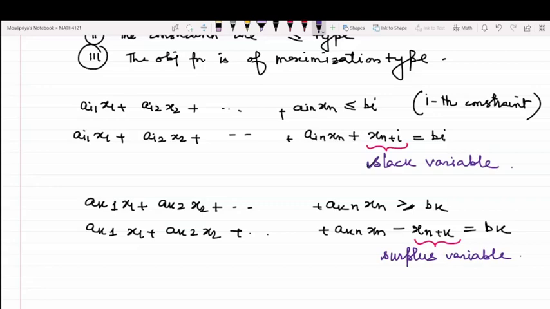See, any confusion as of now? What I mean by a slack and what I mean by a surplus variable?